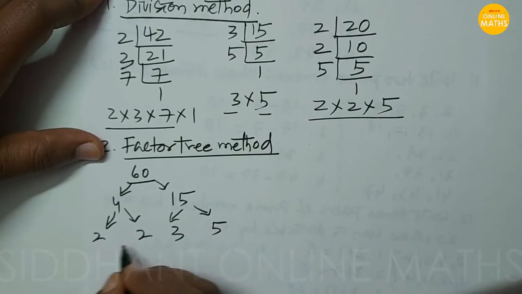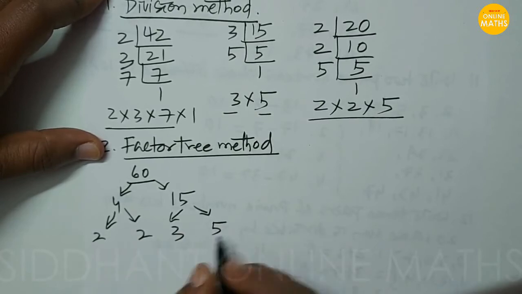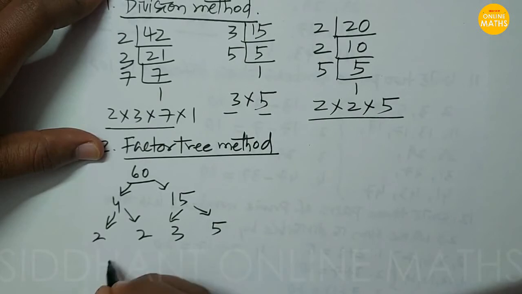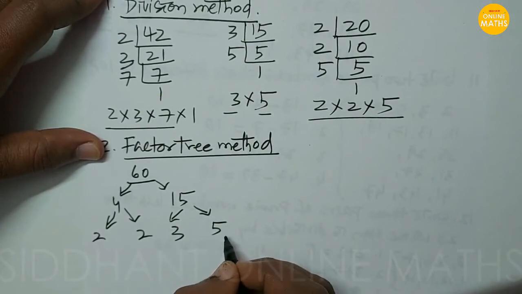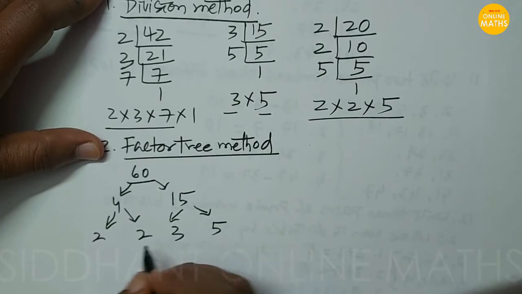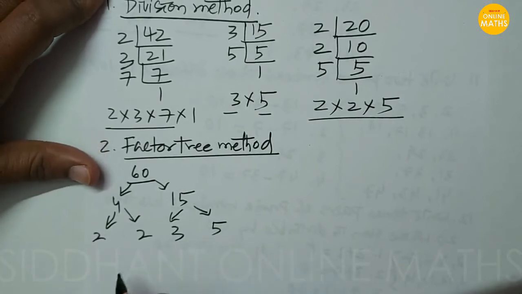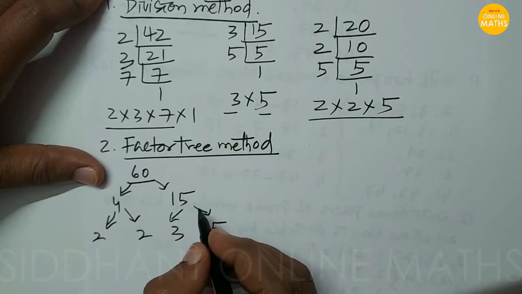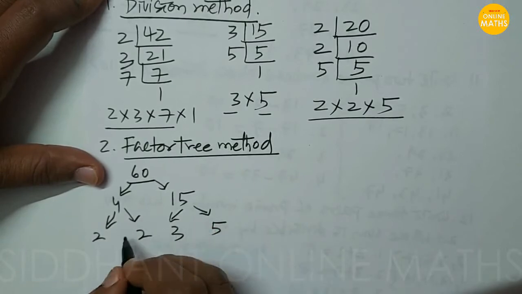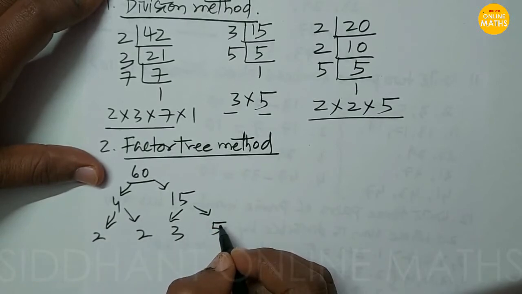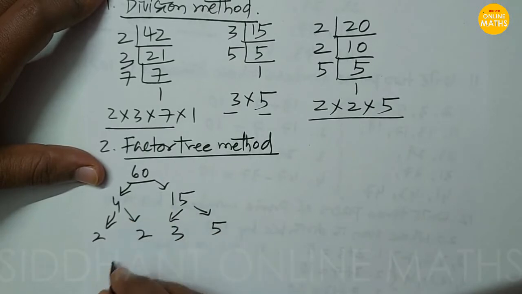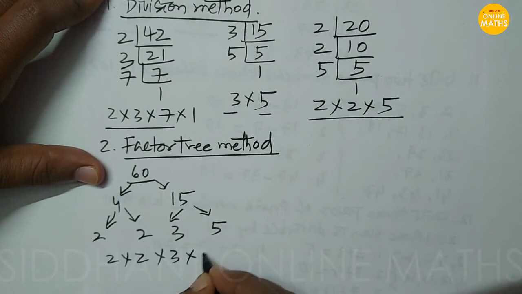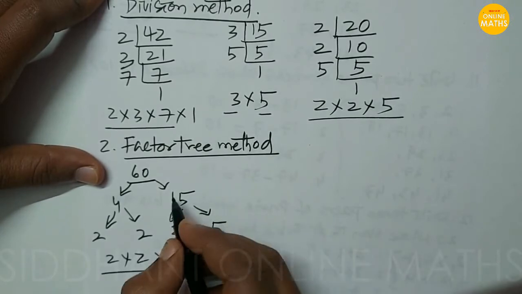So now we got the numbers 2, 2, 3, 5. These are prime numbers, and we can't segregate them further or find factors of these numbers because these are prime numbers. So now we got the prime factors of the given number 60. This can be written as 2 into 2 into 3 into 5. So this is the prime factorization of the number 60.